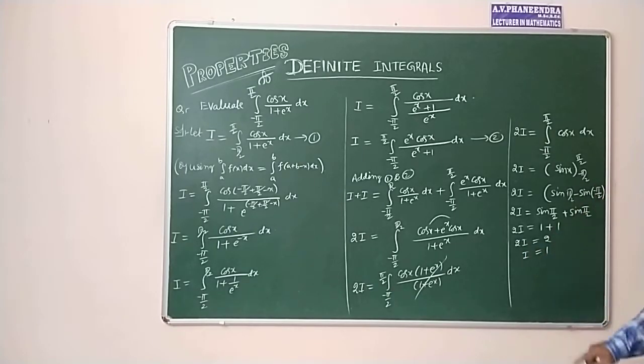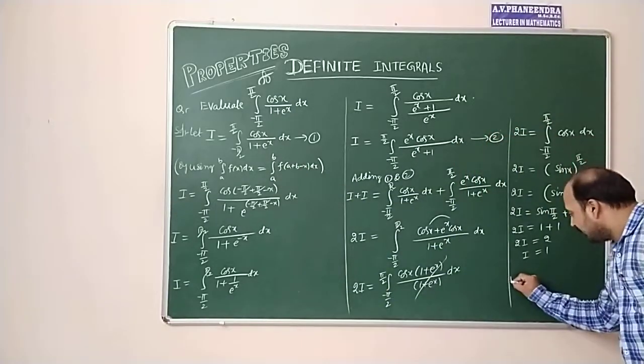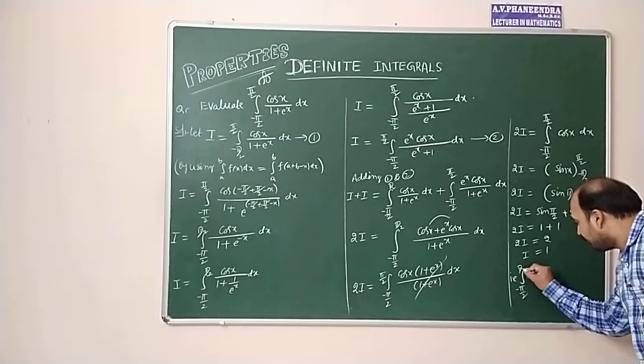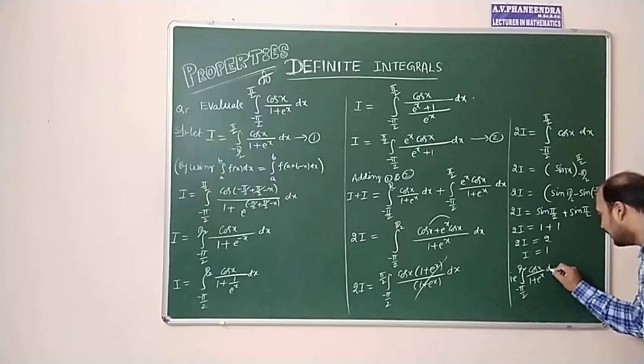2 ones are 2 ones. I means what? We assumed that I is equal to the given integral. That is integral minus pi by 2 to pi by 2 cos x divided by 1 plus e power x into dx is equal to 1.